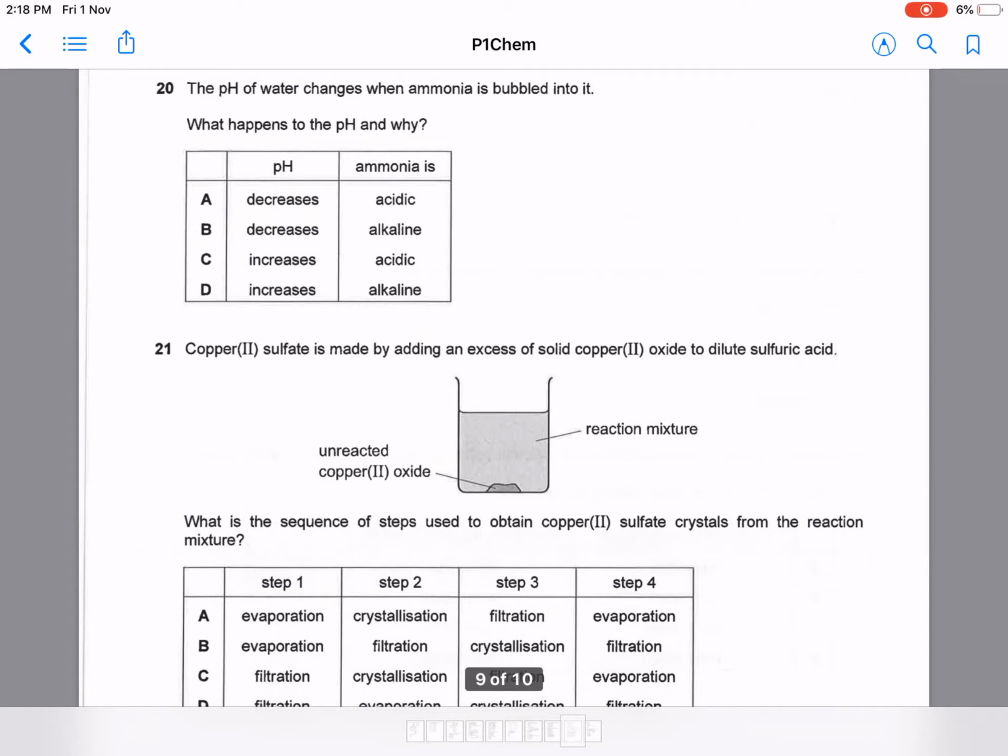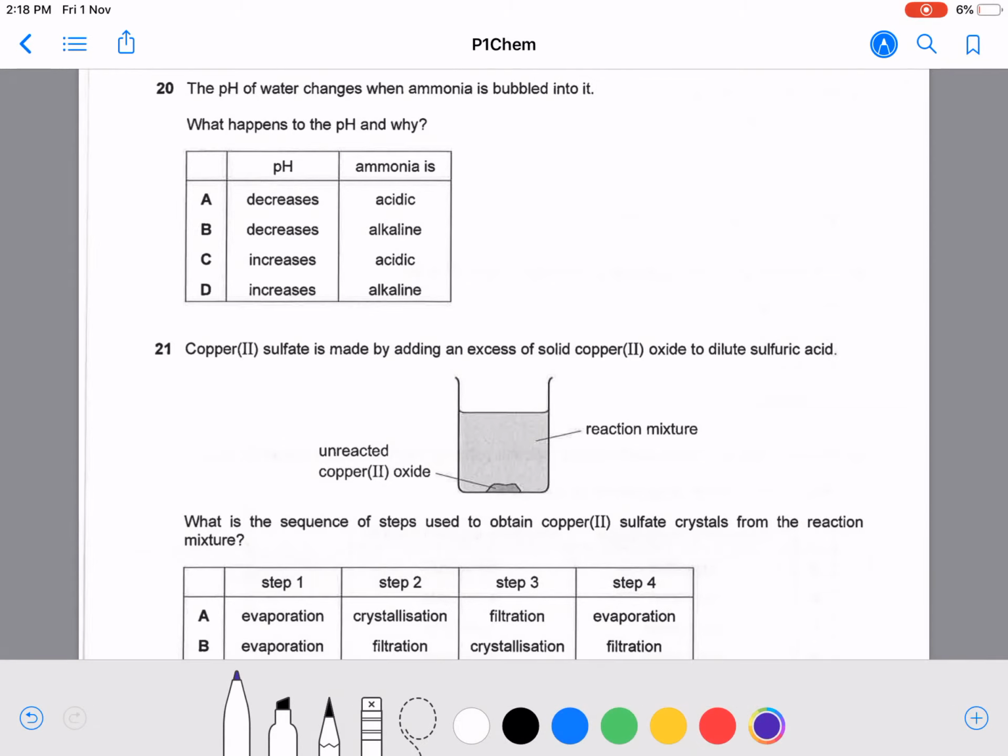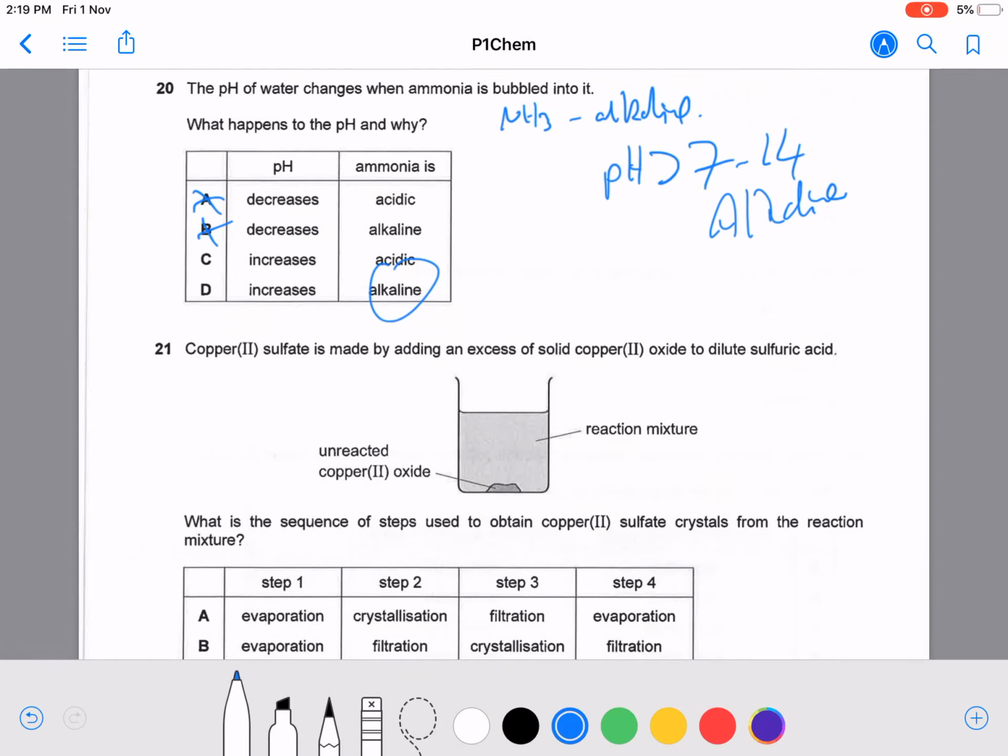The pH of water changes when ammonia is bubbled into it. Ammonia is an alkaline gas, NH3 is alkaline. If it's alkaline, it has a pH greater than 7. So if we add ammonia to water, the pH will get higher, 7 to 14. This is our alkaline region of the pH scale. So the pH will increase, so it's not A or B. Because it gets more alkaline, the answer is D.